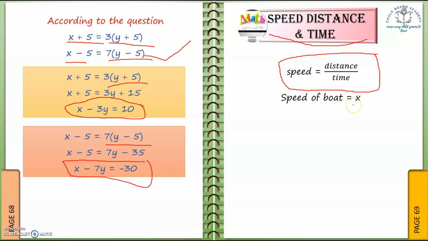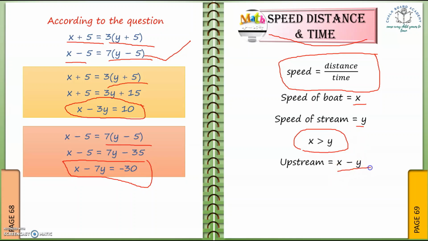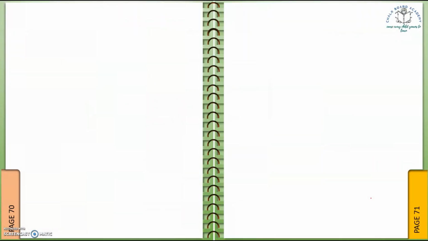So here we assume the speed of boat be x kilometer per hour, then the speed of stream is y kilometer per hour. Remember, x is always greater than y, that is the speed of boat is always greater than the speed of stream, then only it can move, otherwise it won't move upstream. So upstream becomes x minus y, that is speed of boat minus speed of stream, and downstream becomes x plus y. Now we will be using this information to do the questions related to speed, distance and time. So let's look into the question.